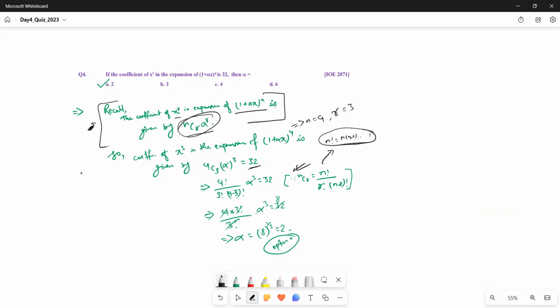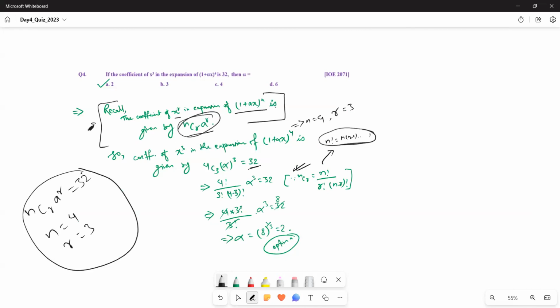So in the entrance exam, how would I do it if I was in your place? nCr a to the power r. Just note down the value of n: n is 4, r is 3. Now just substitute. The coefficient given is 32. So from here, just substitute these values and do the calculation. This also you can do in less than a minute.